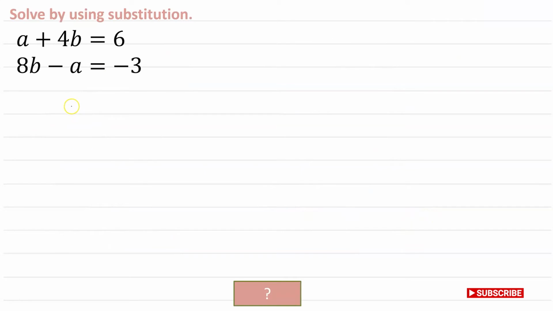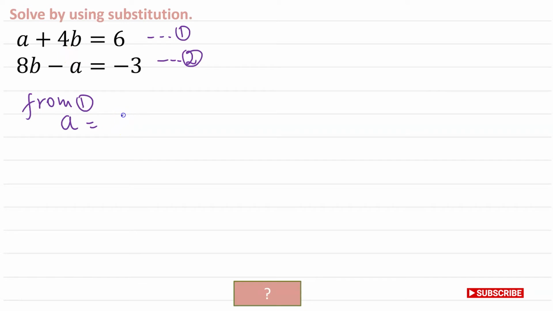Now for this example, we have a plus 4b equals 6, and 8b minus a equals negative 3. I'm going to call this equation 1, and this is equation 2. And I'm going to make a the subject from 1. So from 1, a is going to be equal to, I'm going to remove this plus 4b by doing minus 4b on both sides.